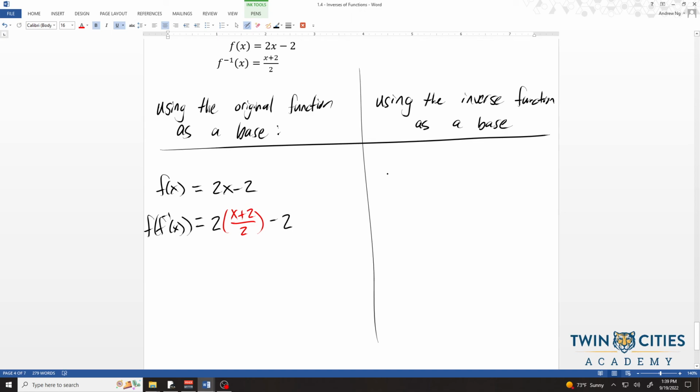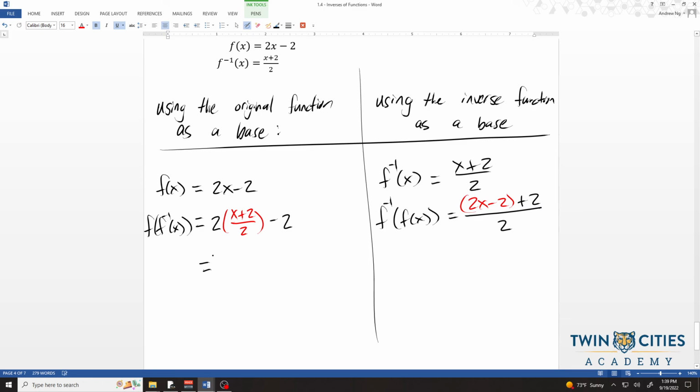Whereas over here, I'm going to start with f inverse of x. So this is my inverse function. This is x plus 2 over 2. And what I'm going to do is I'm going to take this and I'm going to plug in my original function. So instead of x plus 2 over 2, I will get 2x minus 2, and then still plus 2 all over this 2.